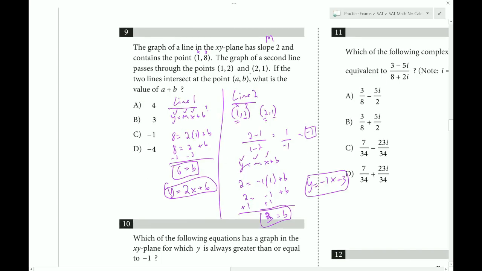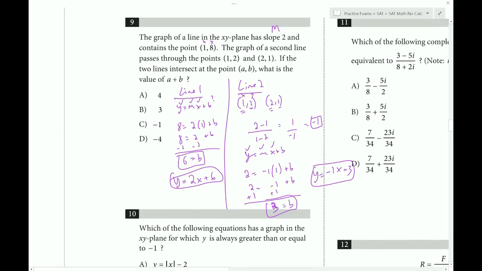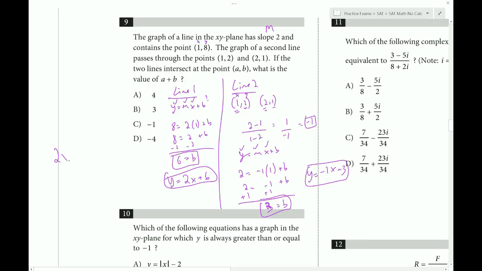And the question reads, if the two lines intersect at the point a, b, what is the value of a plus b? Okay. So what we'll do is we'll set these two equations equal, because that's what we do when we're trying to find the intersection point. So 2x plus 6 equals negative x plus 3. Then we would add x to both sides. We get 3x, and you can minus 6, we get negative 3, so x would equal negative 1.